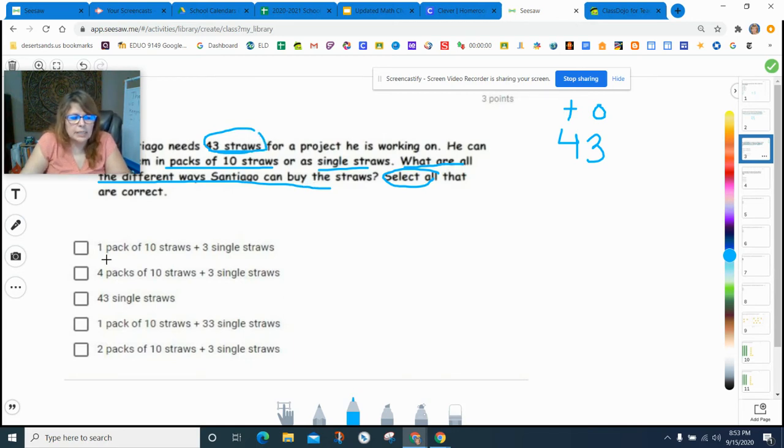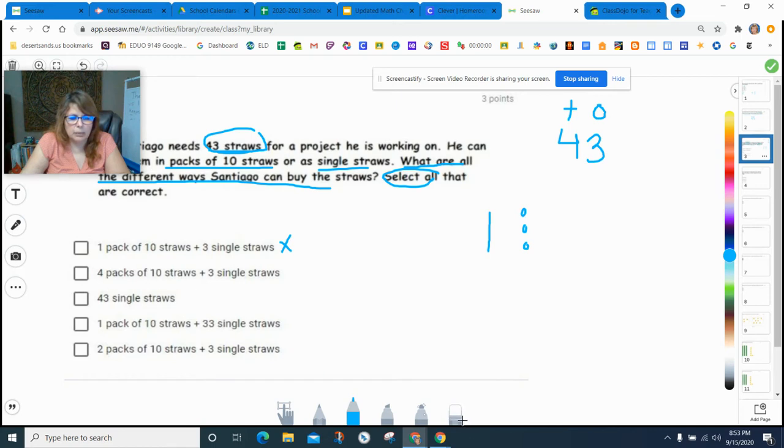So now the first one, it says 1 pack of 10 straws. I'm going to draw 1 and then 3 singles. 1, 2, 3. Now, does that make 43? 10, 11, 12, 13. No, that doesn't make 43. So this one is not a good choice.